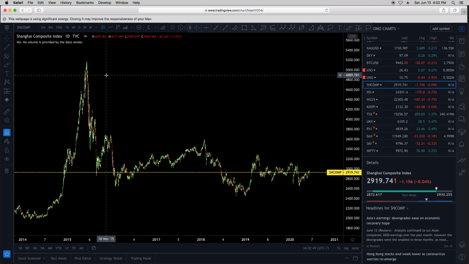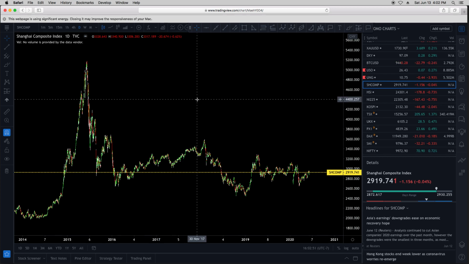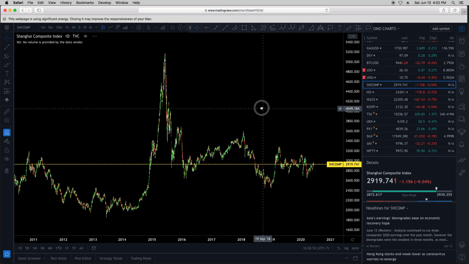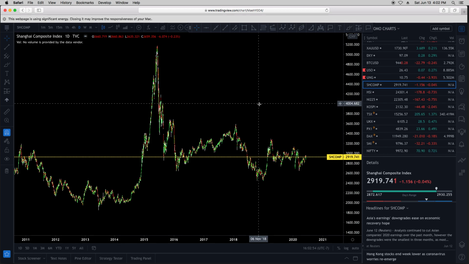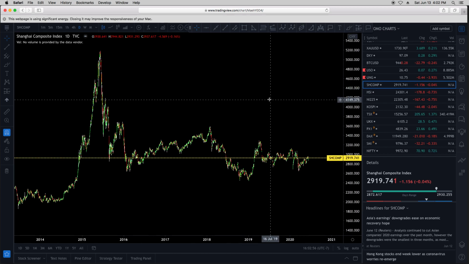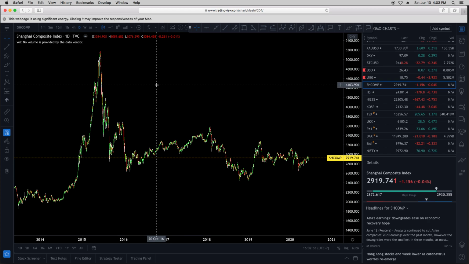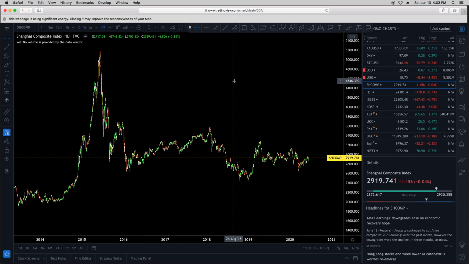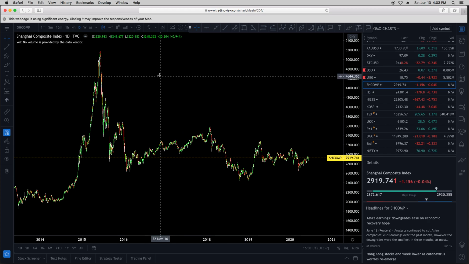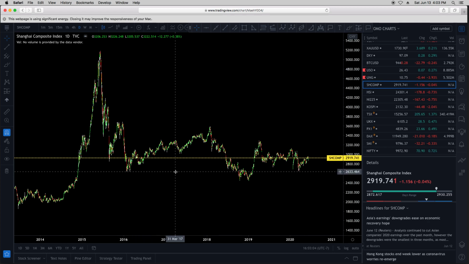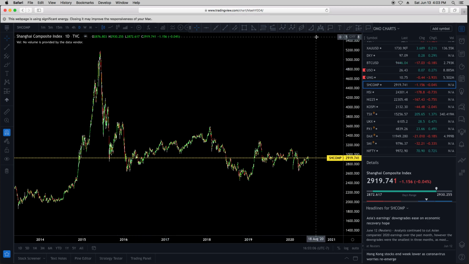First off, SHCOMP, Shanghai Composite. Here we go. All right, we need to back out in the view a little bit here so we can see. Shanghai Composite Index, basically the China stock market, has been in a downtrend for about maybe 3 years, maybe 2 years. Okay, how do we know this?